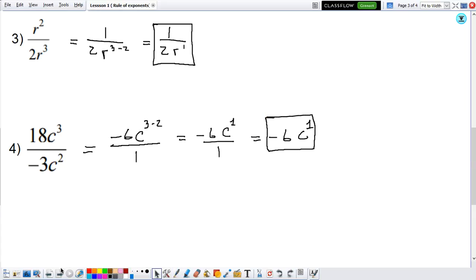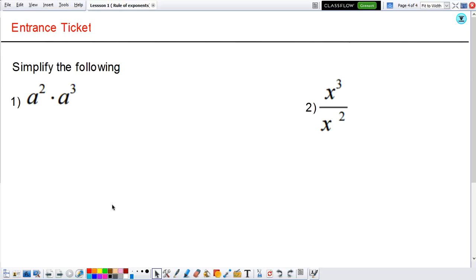So now, here's your entrance ticket. Simplify the following.